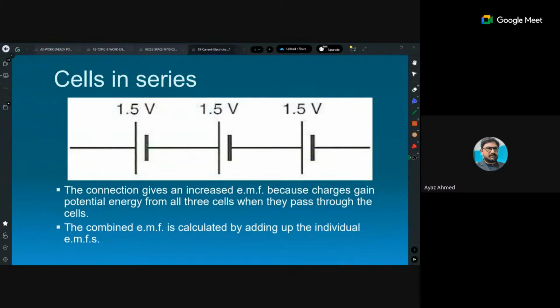EMF sources can be combined together. For example, in your remote, you use different cells in series. When you add the cells in series, the EMF increases. For example, 1.5, 1.5, 1.5 all together will give you 4.5 volt.